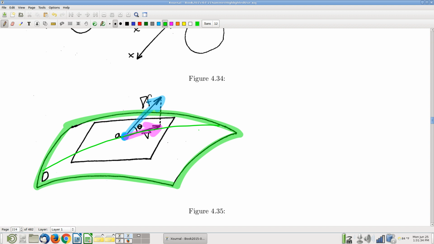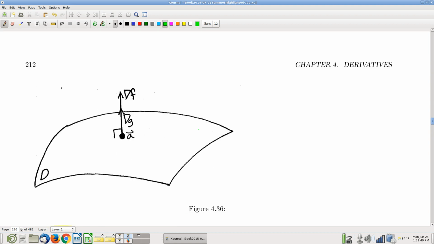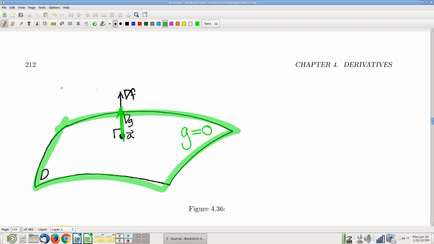Okay. There's only a couple of ways that this can fail. This argument works pretty darn reliably. A couple of little sticking points. The main one, at least geometrically, is this picture. Keep in mind this surface is a level set. This is where the constraint function g is equal to 0. That means that the gradient of g is always perpendicular to it.